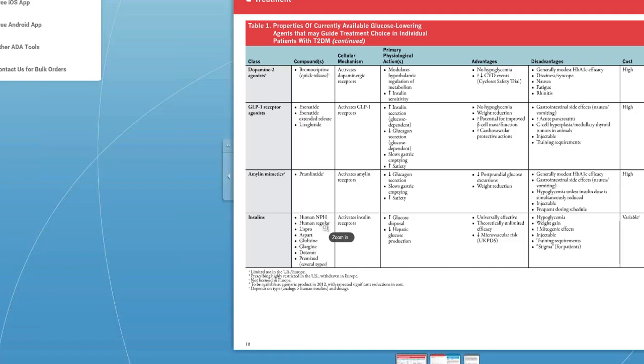So then now their sugar at noon is 180, and it says give 3 units. So now they give 3 more units of regular. And so that starts another 4 hours. And then they go on to 4 o'clock, and so what you have is a stacking up effect.